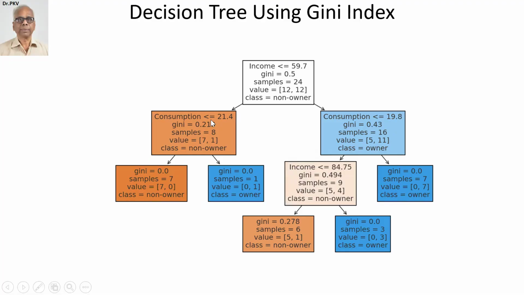Now this left-hand side, I split this part here when it is less than or equal to 21.4. Sample is equal to this, class is equal to non-owner. I split them. I have 2 classes here, 7 and 1. Gini is 0 here. So I say class is equal to non-owner. Here class is equal to owner. The totaling of which 7 plus 0 is 7, 0 plus 1 is 1. This is the split. It does this. When it is less than or equal to 21.4, they further split and you end up with this part here.